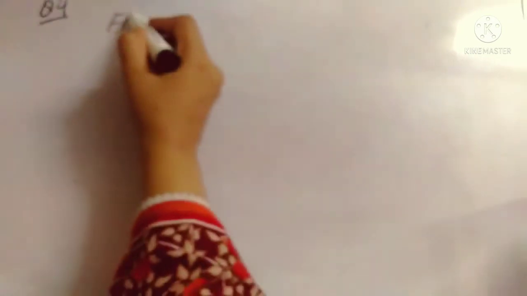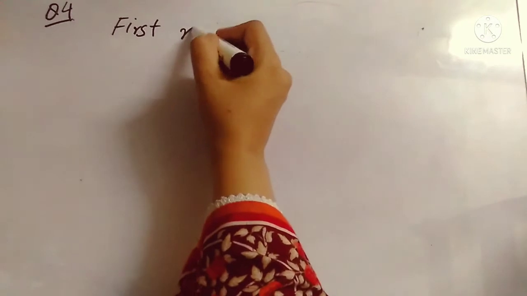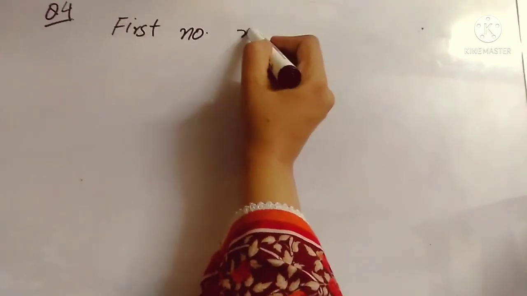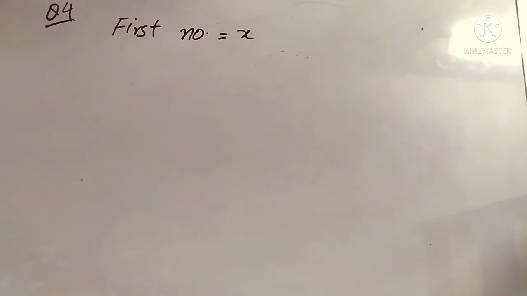Alright, so we are supposing that the first positive number is x, and we are assuming that the other number is x plus 7.